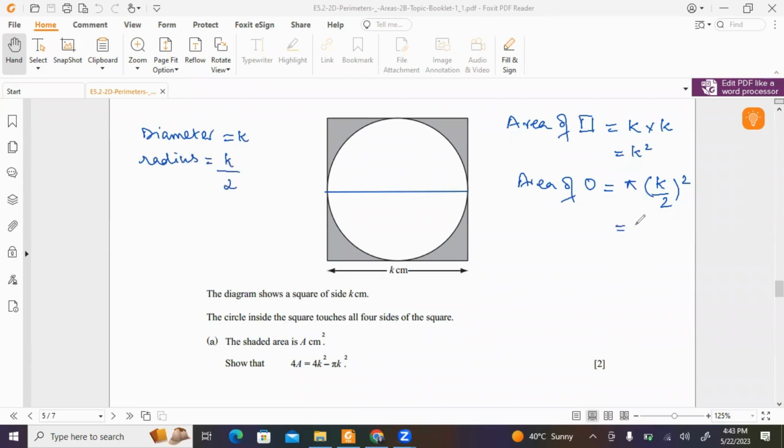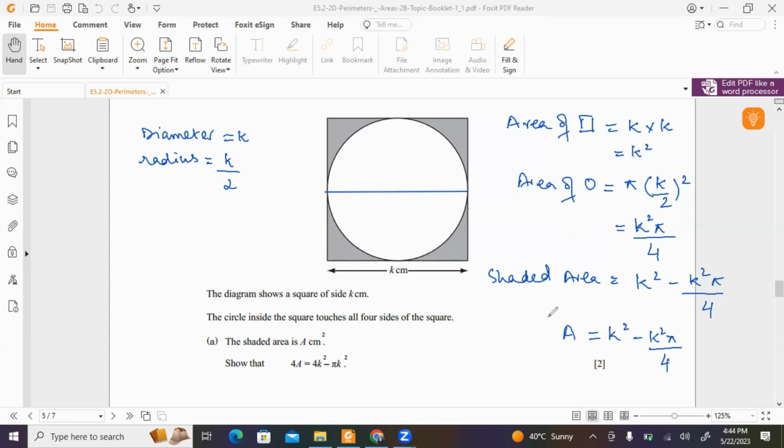That basically becomes k square times pi over 4. So the shaded area would be k square minus k square pi over 4, and the shaded area is denoted by A. So we write A equals k square minus k square pi over 4.